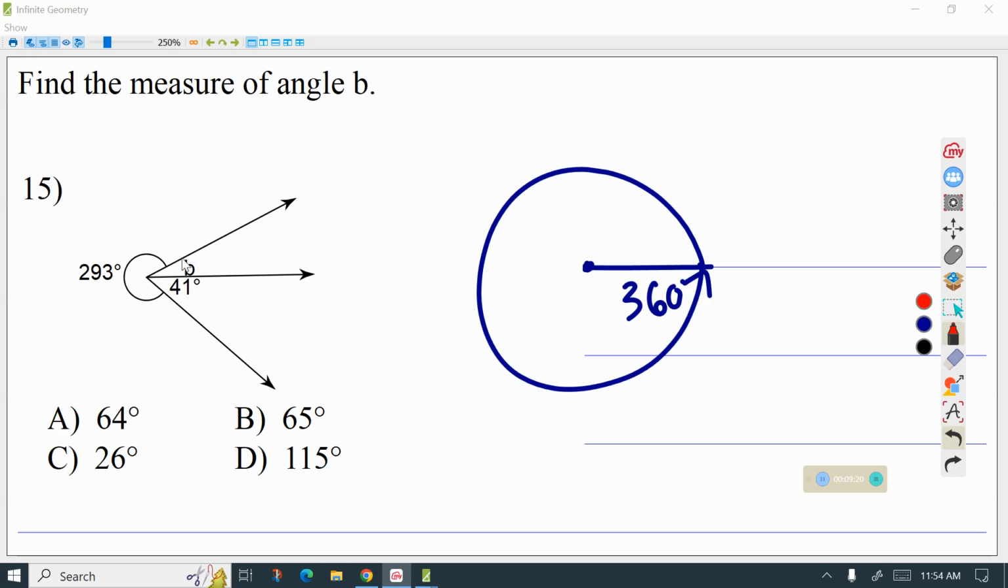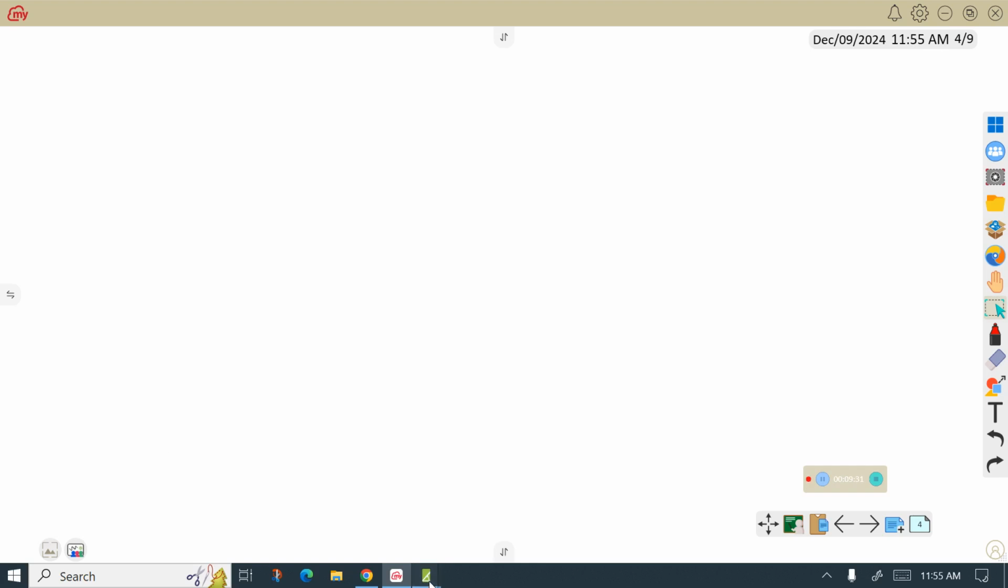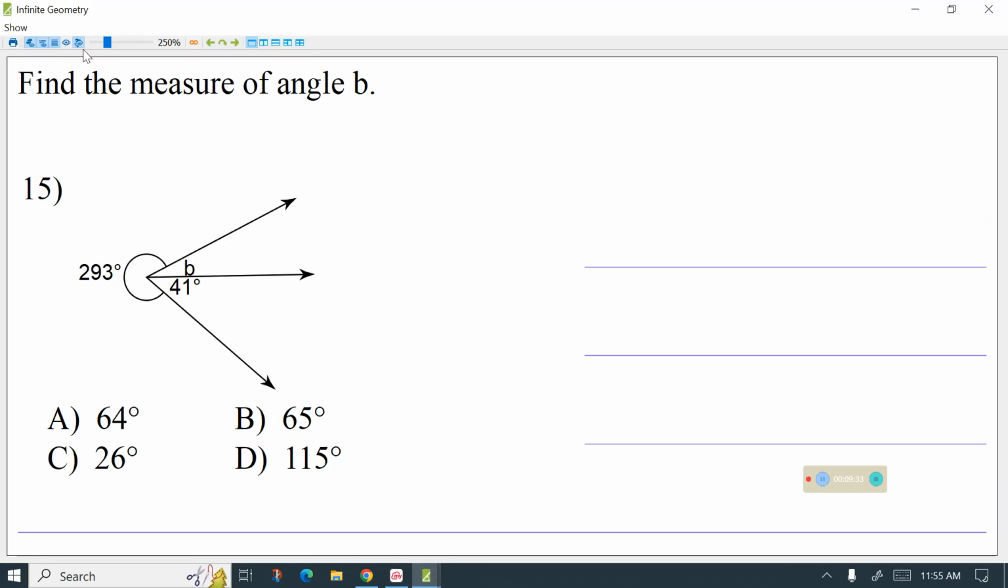You would have to understand that these three numbers should add up to 360, and we would want to pick the number from this list that gives us 360. All right, so in this case, you'll get an answer of 26.